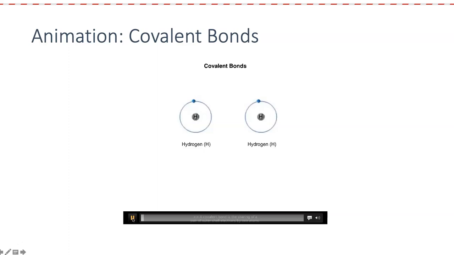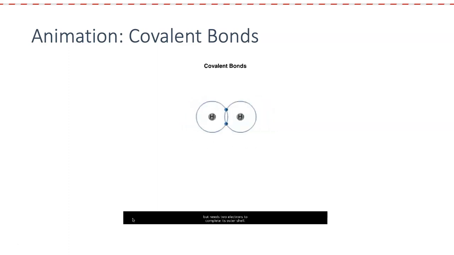A covalent bond is the sharing of a pair of outer shell electrons by two atoms. For example, each of these hydrogen atoms has one electron in its outer shell, but needs two electrons to complete its outer shell. If the two hydrogen atoms share electrons, they can both complete their outer shells. The shared pair of electrons constitutes a covalent bond, shown in shorthand as a line. The covalently bonded hydrogen atoms form a molecule of hydrogen gas. A molecule is defined as two or more atoms held together by covalent bonds.